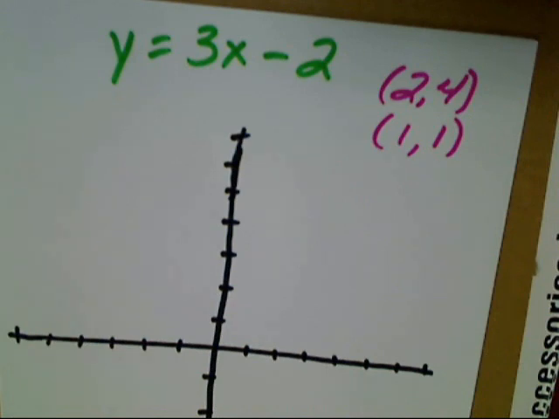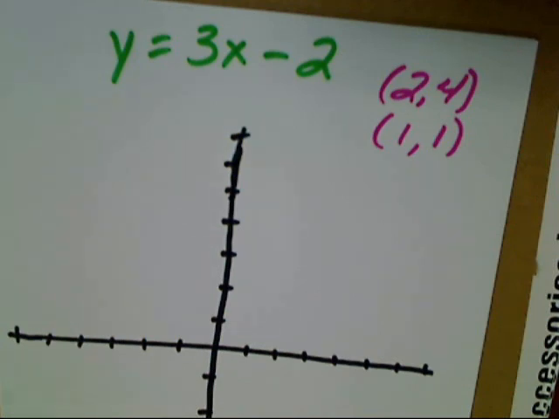There are three different ways that you can graph a linear equation. Now, y equals 3x minus 2 is a linear equation because x and y are both to the first power. We don't have any squares or ugly things like that. So that's what makes it a linear equation. We've already determined that the points (2, 4) and (1, 1) are both solutions to this equation.